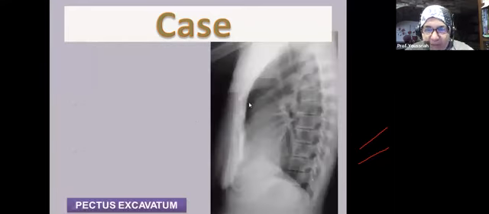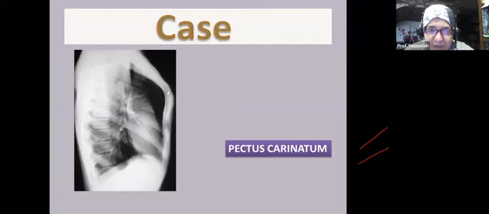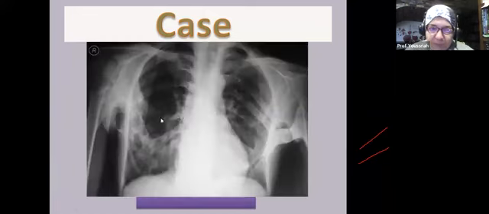Here we have pectus excavatum. The lower part of the sternum is rather depressed backwards, as you can see here. It's not straight. And this may cause a patient to have dyspnea sometimes. Even sometimes it might lead to some murmurs. Here we have the opposite. We have pectus carinatum, bulging forward of the anterior part of the sternum, as you can see here. This is pectus carinatum.